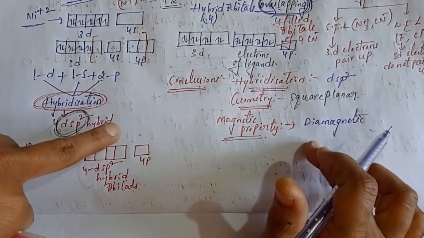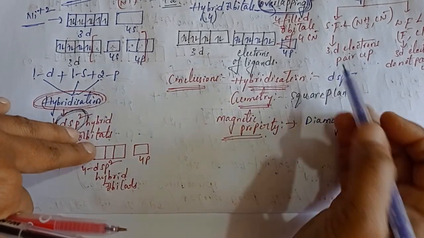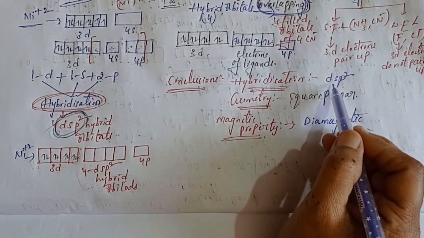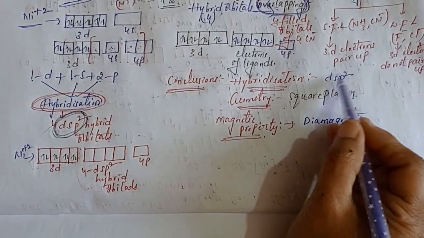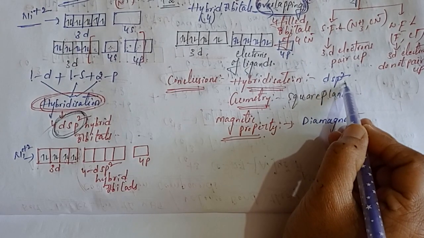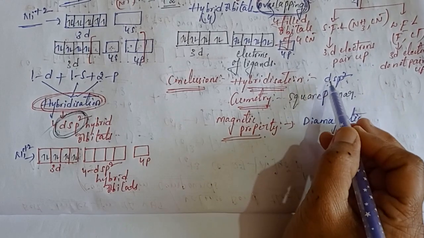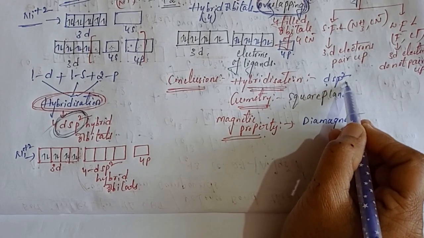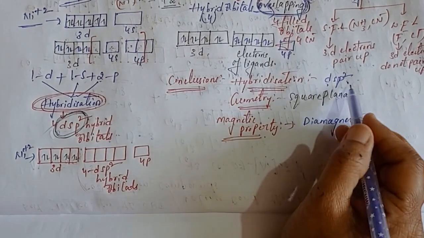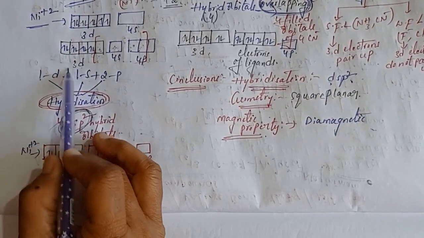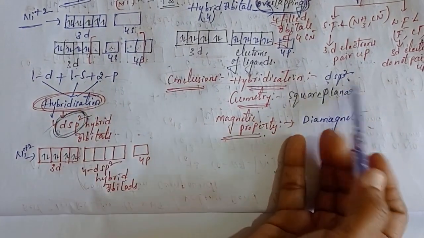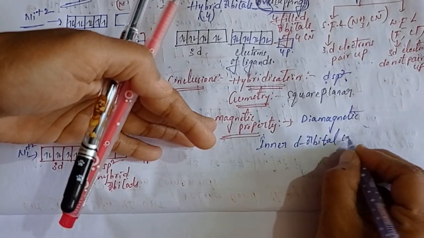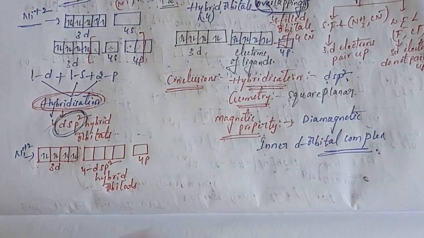Are you clear? Next, whether it is an outer orbital complex or an inner d orbital complex. You can easily identify it, students. In hybridization, which orbitals come first? d orbitals. So starting with d orbitals, that is an inner d orbital complex. If d orbitals are present after sp, that is an outer d orbital complex. Inner d orbital, because in the hybridization, the inner third shell d orbital is involved. That's it, it is an inner d orbital complex. Clear? It is an inner d orbital complex, students.